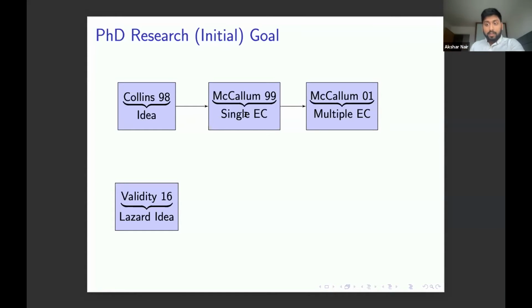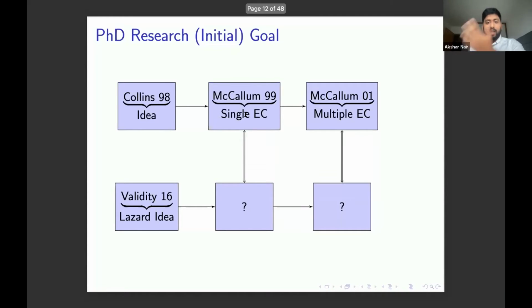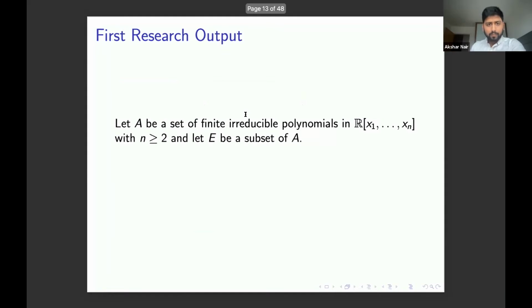The idea for my PhD research was, first of all, is there an equivalent to McCallum 99 using Lazard's approach as a base? And then if there exists such a method, is there a McCallum 2001 equivalent, but using Lazard as the base projection?